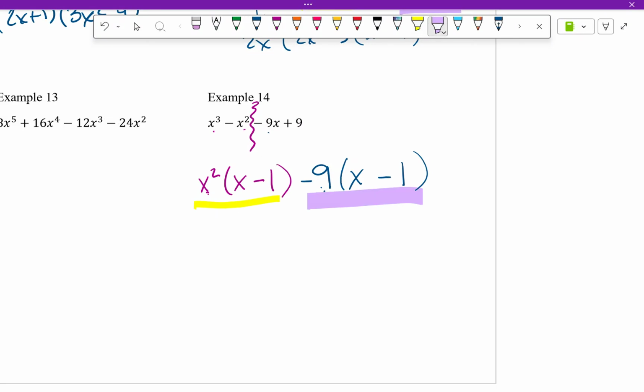I've got the yellow group, I've got the purple group. What's my ugly greatest common factor? X minus 1. How many times do I write it down? Once. I am left behind with x squared minus 9.